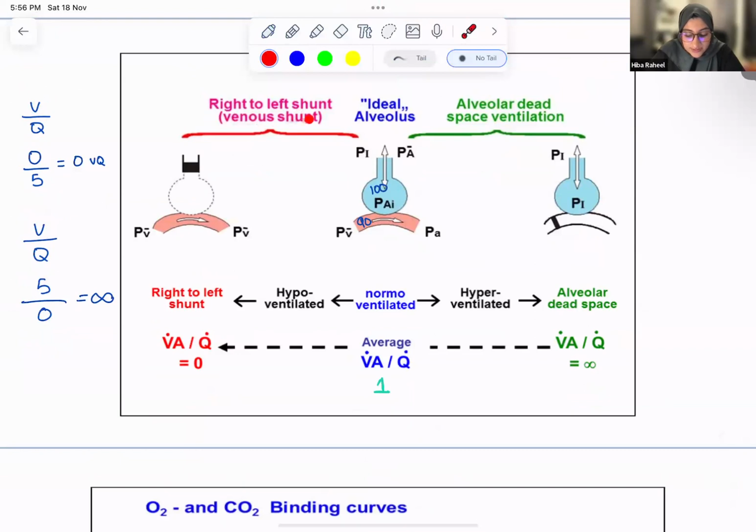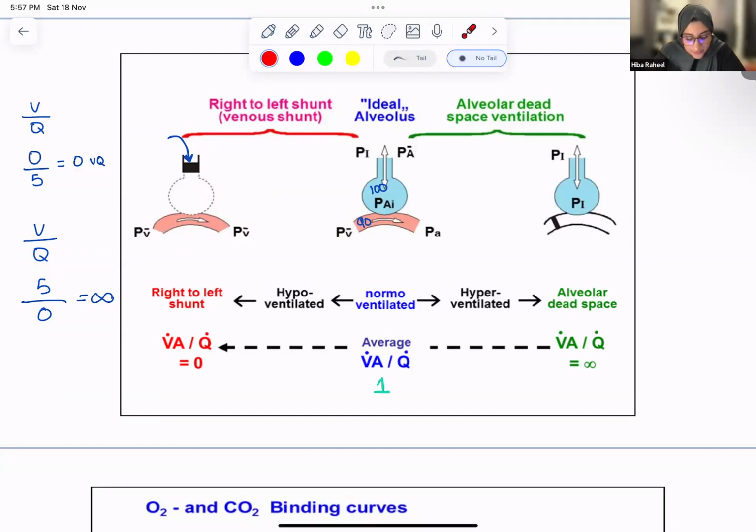Now let's see, in right to left shunt, there's a blockade here in the alveoli. There's a blockade in the alveolus, and the blood is flowing normally. Perfusion is normal, but what happens is that oxygen is coming, but it's unable to go past this blockade. It's unable to go into the alveolus, and it's unable to go into the blood vessel.